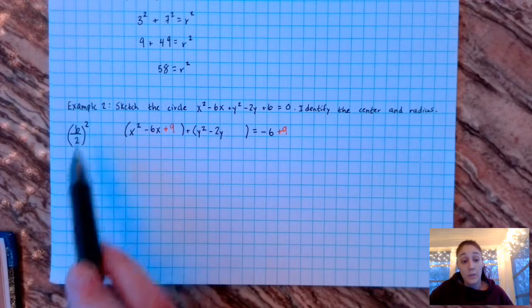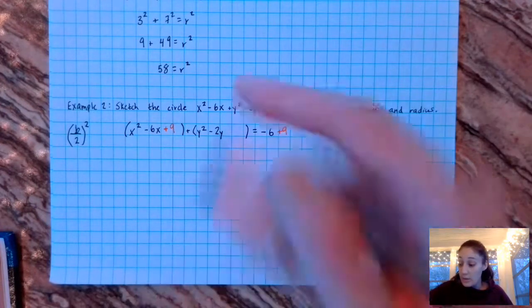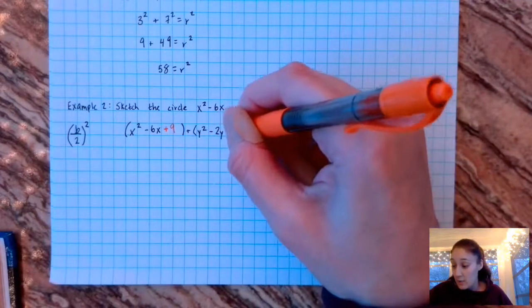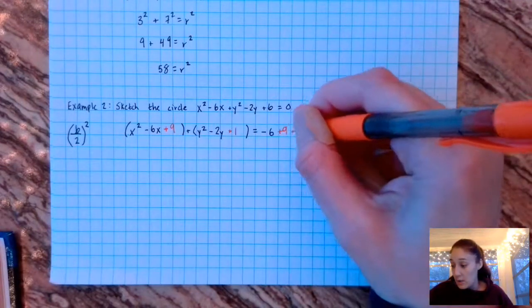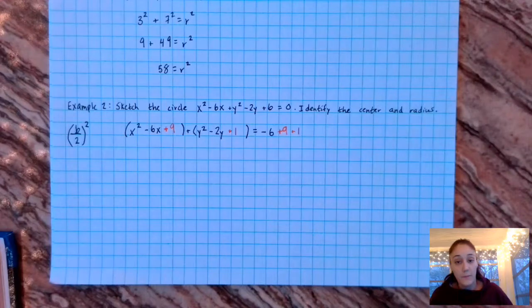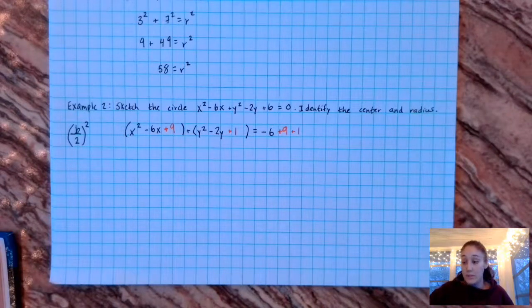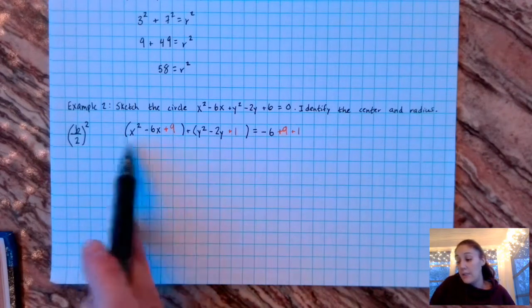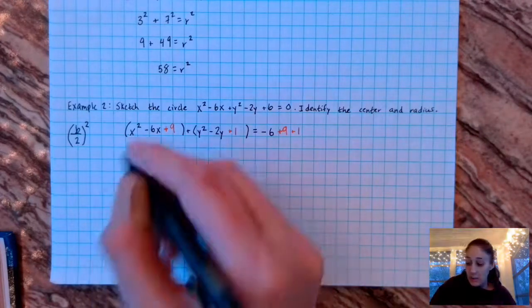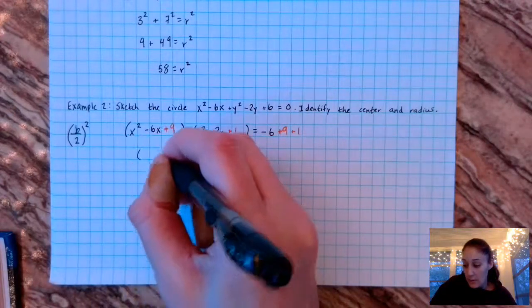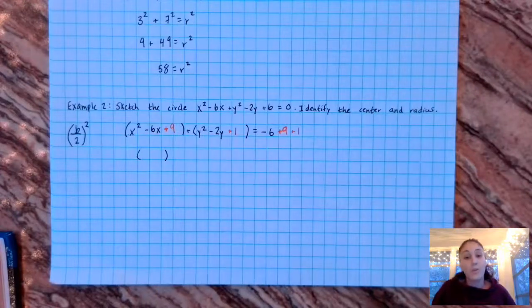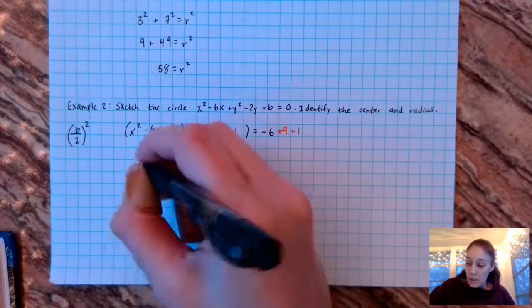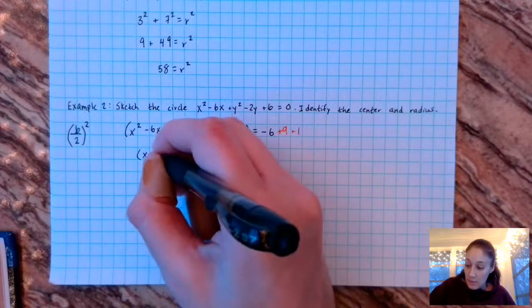And negative 1 squared is 1. So I'm going to add a 1 and add a 1 to both sides. Okay, now the reason that we want to do that is because now I can factor this. Right, and this is a perfect square trinomial, so when I factor this, I'm going to end up with two of the same binomials. And it's going to be x minus 3.